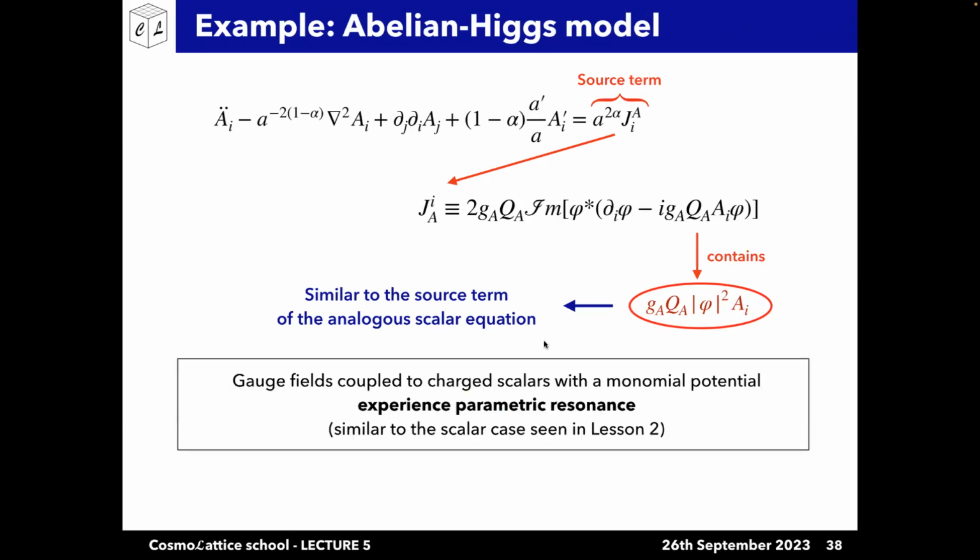Right? So this means that gauge fields coupled to charged scalars with a monomial potential experience parametric resonance, and in fact, the qualitative details of this parametric resonance are very similar to the scalar case that we have seen in lecture 2. And in fact, we did explicit comparisons between the scalar and gauge simulations in this paper. You may want to have a look.